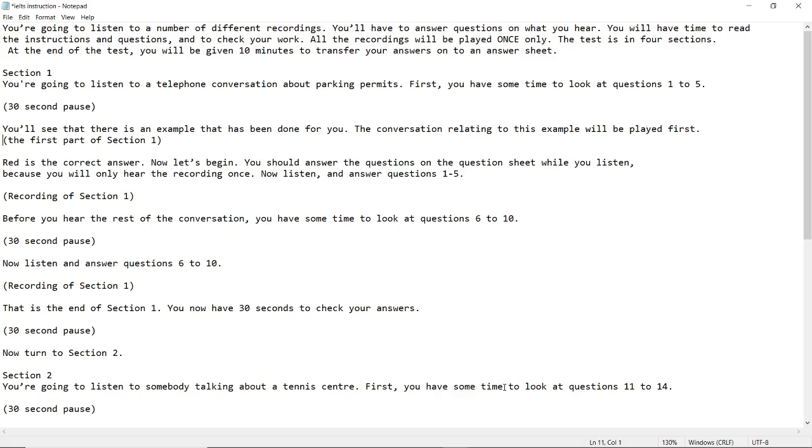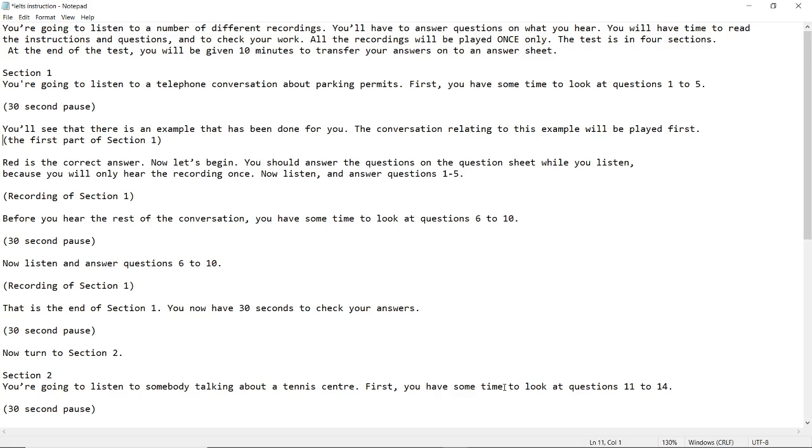Section 1. You are going to listen to a telephone conversation about parking permits. First, you have some time to look at questions 1 to 5. 30-second pause would be given. You'll see that there is an example that has been done for you. The conversation relating to this example will be played first. The first part of section 1 plays. So, red is the correct answer.